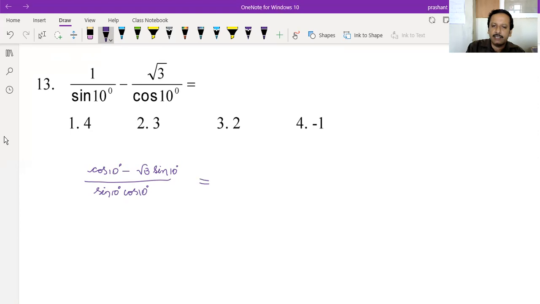Now in the numerator, I'll divide by 2. When I want to divide by 2, I have to multiply by 2 also. I'm multiplying and dividing by 2.